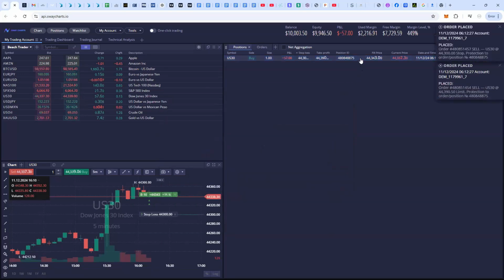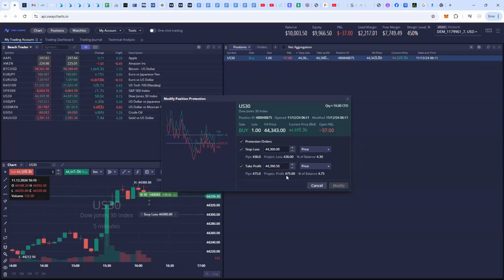Okay. When you hit modify, it sets it up. So now we have the take profit. If it goes up to 475, we'll win it. If it goes down to 430, we're going to lose. And so now it's at what? It's at negative $37. We see that right here.